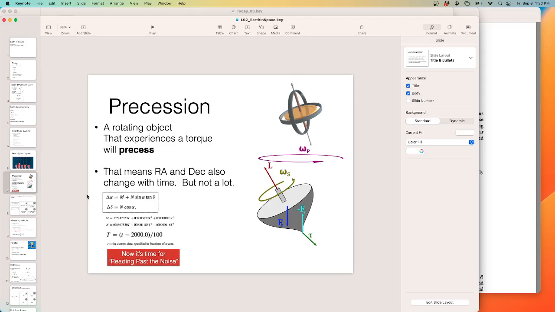The change in declination is equal to some number m times the cosine of the right ascension. And remember, declination and right ascension are just angles. The right ascension is the angle from the vernal equinox, which is just a point in outer space, and the object. And the declination is the distance in angle from the equator up to the object. So if I just sit here, they'll move because the Earth kind of wobbles as it spins.